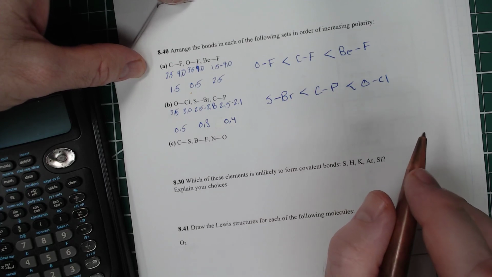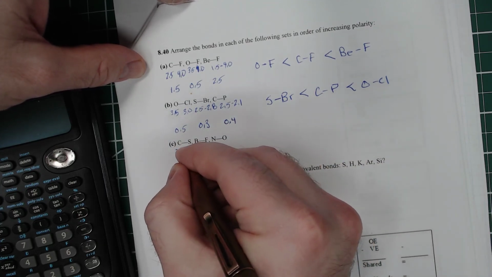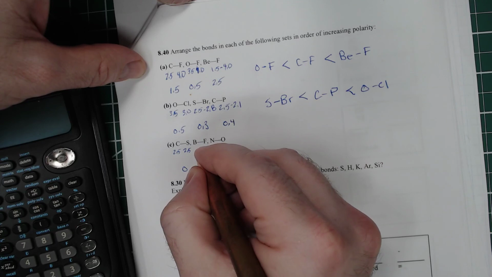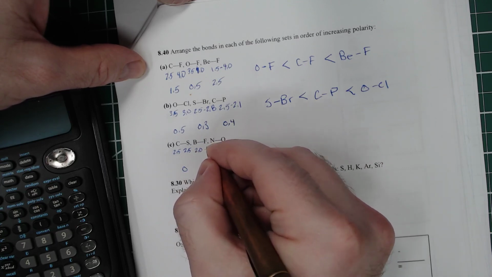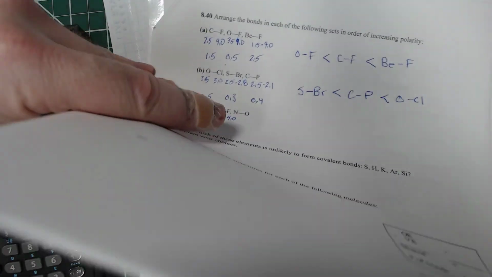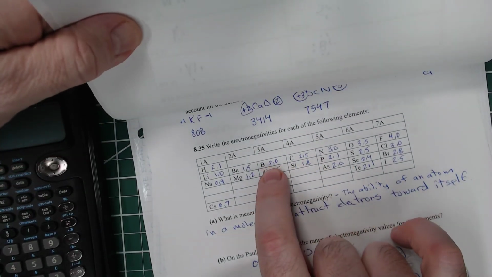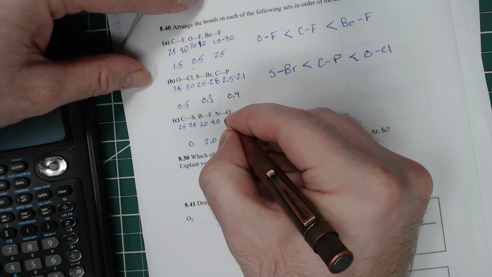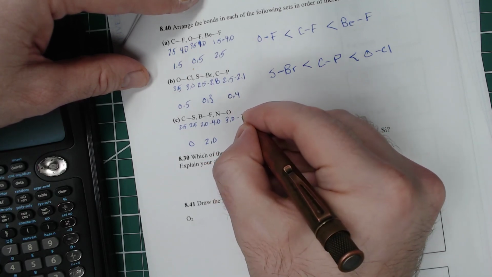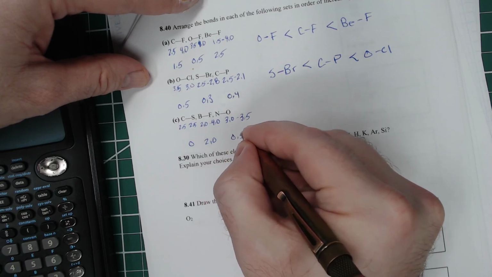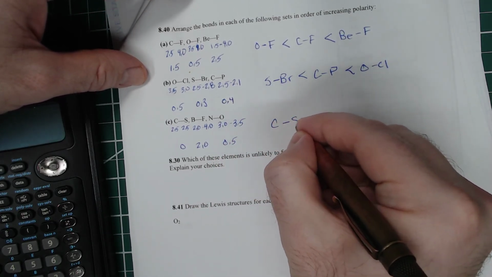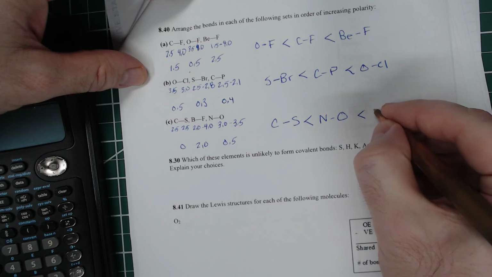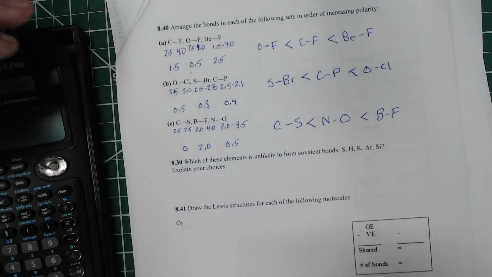Okay, so next let's look at this. So 2.5 for carbon, 2.5 for sulfur. Well, that's 0, so that one's definitely going to be the least polar. Boron is 2.0, and fluorine is 4.0, and I'm going to double check to make sure I didn't goof that one up. Yeah, boron is 2.0, it's right there. So that gives us a difference of 2.0 for that one. Nitrogen is 3.0, and oxygen is 3.5, so that gives us a difference of 0.5. So our least polar bond is the carbon-sulfur bond, then the nitrogen-oxygen bond would be more polar, and then the boron-fluorine bond would be the most polar.